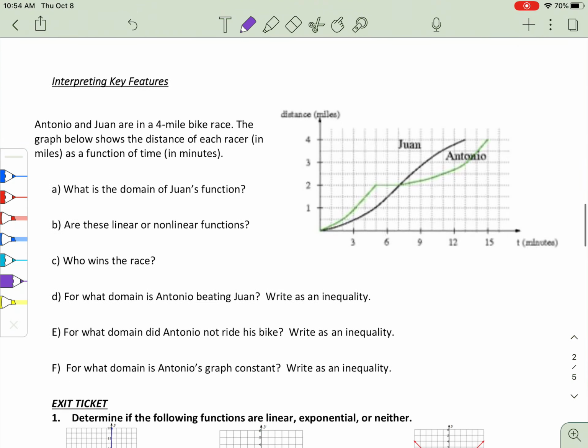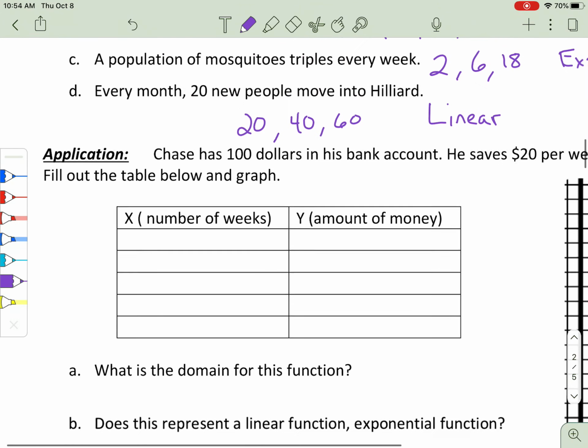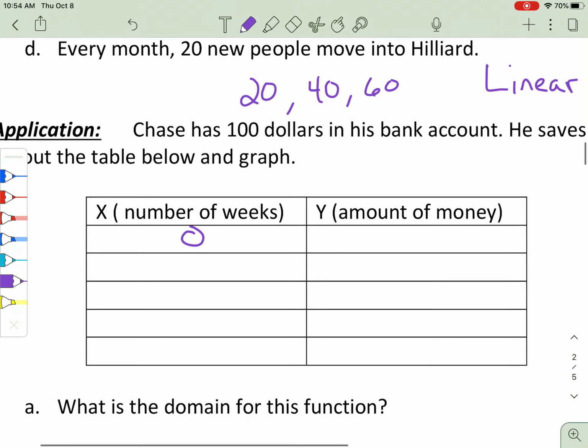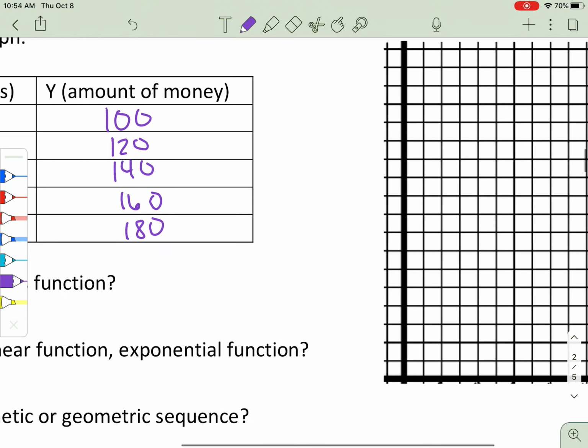Okay, let's look at a couple examples here. Chase has $100 in his bank account. He saves $20 per week. Fill out the table below and graph. All right, so after week 0, he's got $100 in his account. He saves $20 more per week, so we're adding 20 every time. Okay, let's put that on the graph.